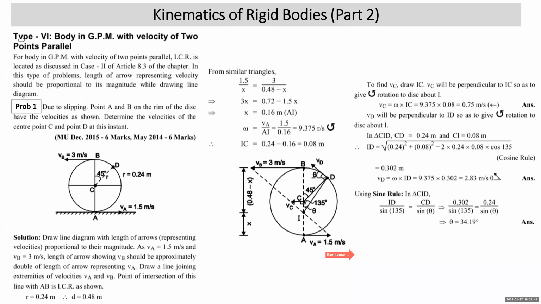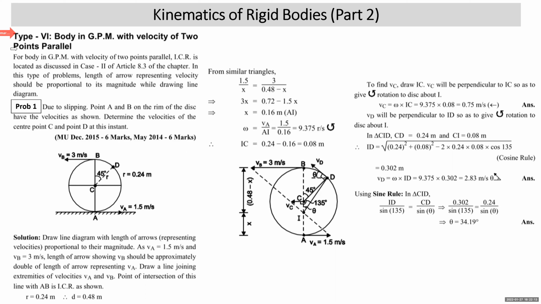Now, first we'll understand this type 6: a body in general plane motion (GPM) with velocities of two points given, and they are parallel. In all the first 5 types of problems, you saw that for any body in general plane motion, the velocities of the two points were given and they were known, not parallel. If they are not parallel, we locate the ICR by simply drawing perpendiculars.